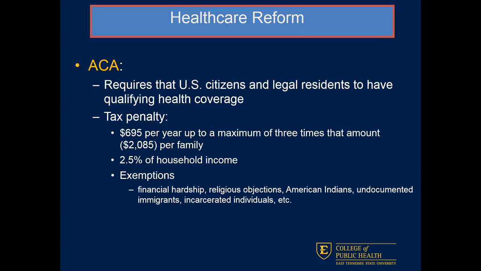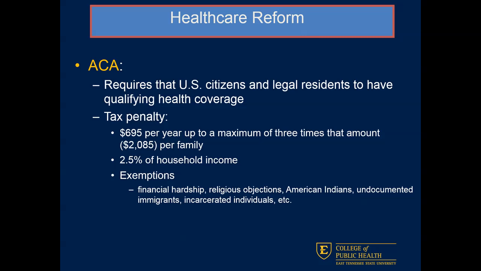Those without coverage for less than 3 months would not qualify for the tax penalty. Undocumented immigrants also would be an exemption. Those incarcerated, serving time in prison, those for whom the lowest cost plan option exceeds 8% of their individual income, and those with incomes below the tax filing threshold are also exempt. So there are a couple of exemptions to the Affordable Care Act in terms of the individual mandate and what you are required to have.